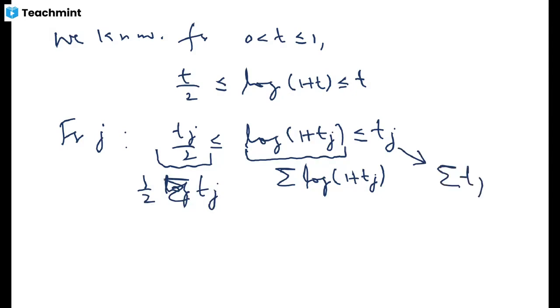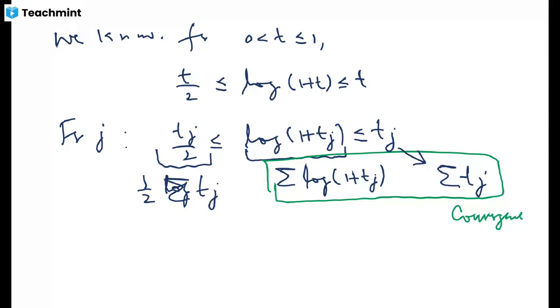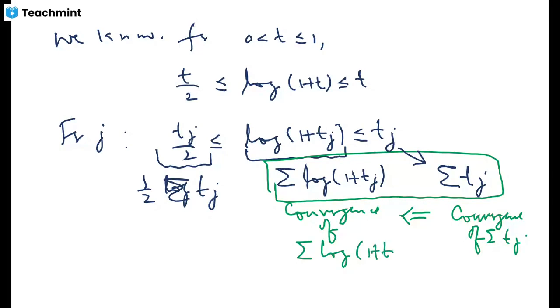And now you see the comparison test. What does the comparison test give you? If you look at the right part first, since each term of the series summation log of 1 plus tj is dominated by the term of summation tj, the convergence of summation tj will imply the convergence of the series summation log 1 plus tj. And further, so this was the right part of this inequality.